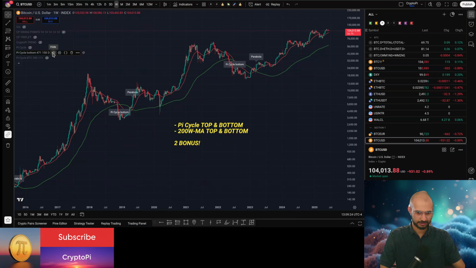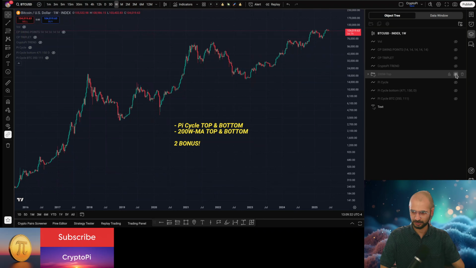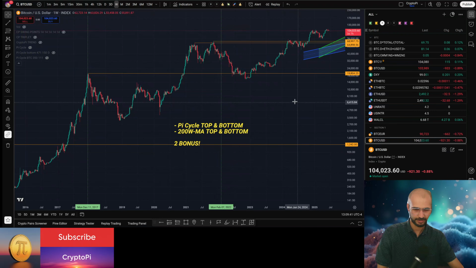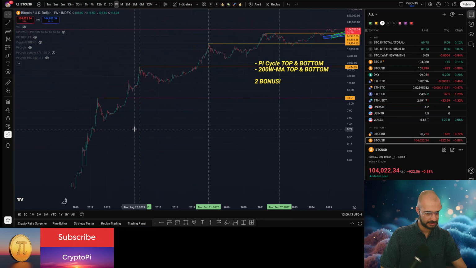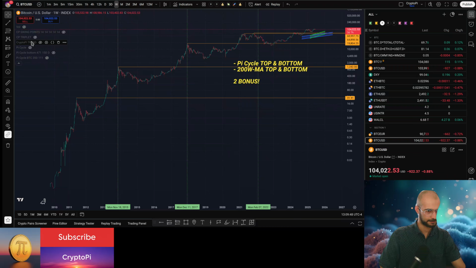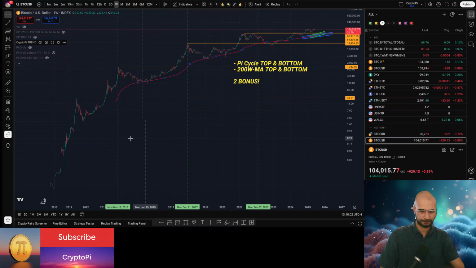Now, how do we use the 200-week moving average for the top? We just discussed it for the bottom. For the top, I got to learn about this from one of the videos of Benjamin Cohen. But let's first get the moving average over here. So I'm using the CryptoPi trend indicator with the 200 simple moving average on the weekly time frame.